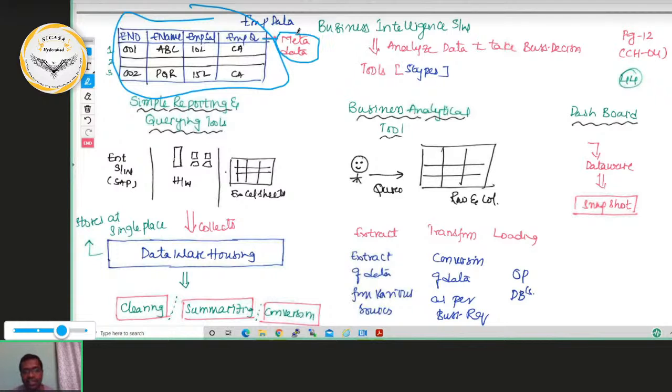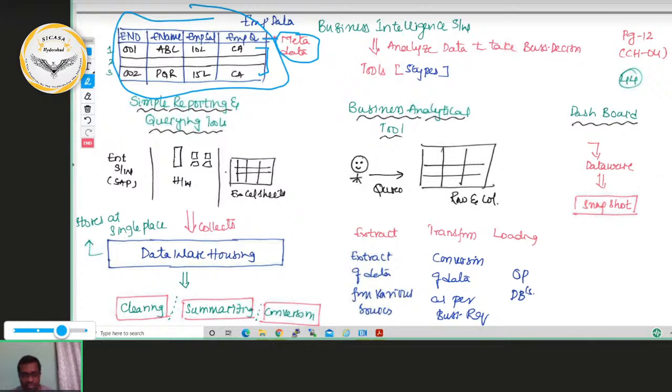What do you mean by metadata? Metadata is nothing but data about data. This row will tell what exactly the data is. If you don't have this particular row, then we will not understand what the actual data is. All other data is called actual data. So this is about the business analytical tool.